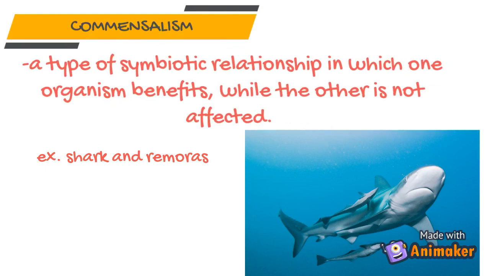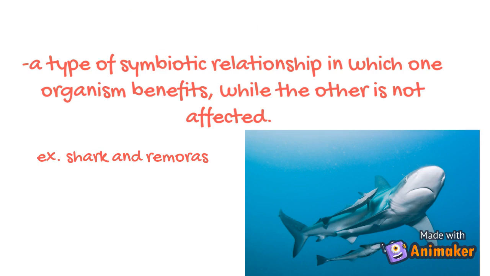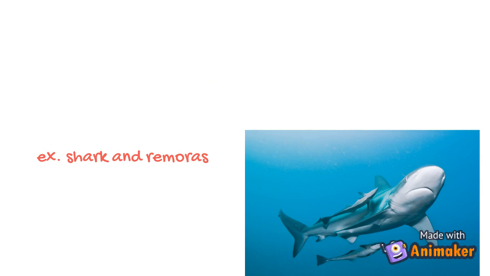Next, we have commensalism. It is a type of symbiotic relationship in which one organism benefits while the other is not affected. For instance, we have the shark and the remoras. The remora attaches itself to the shark's body, gets a free ride and feeds on scraps of food left over by the shark. The shark, however, is not affected by the remora.